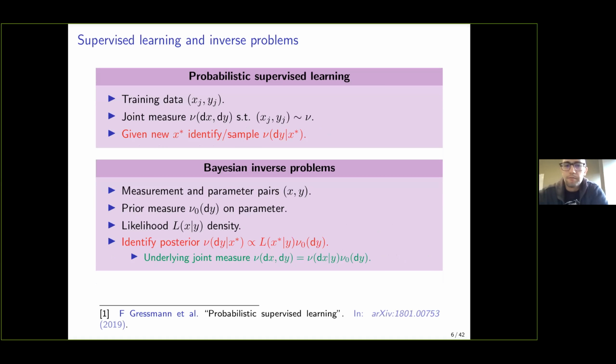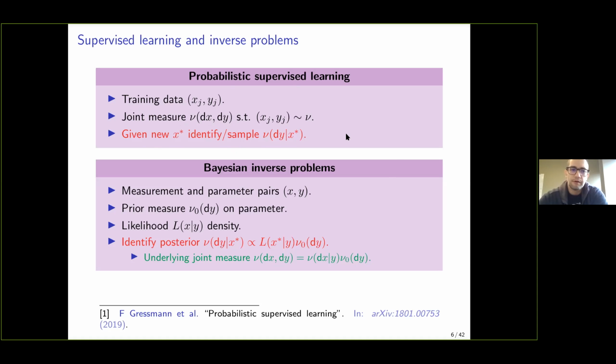If you employ the probabilistic perspective, it becomes a bit easier to see the connection. So if you do probabilistic supervised learning, you would take your training data, input and output pairs, to be drawn from some joint measure nu. And your goal is, given a new X star, identify or sample the conditional of Y on X star.